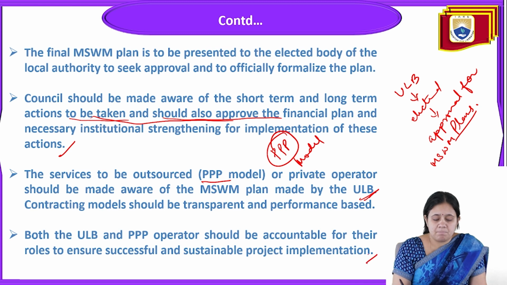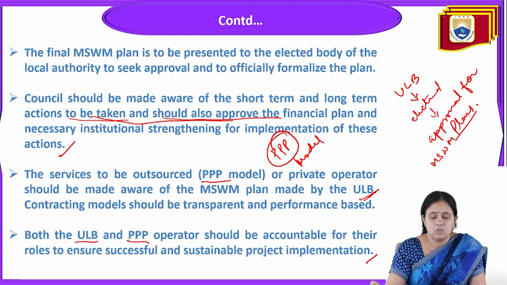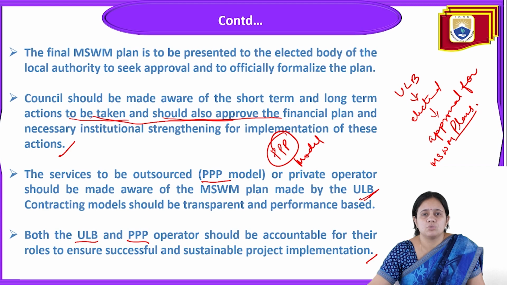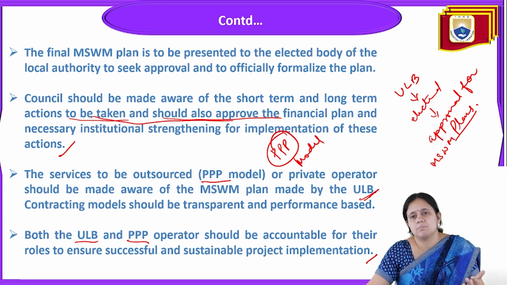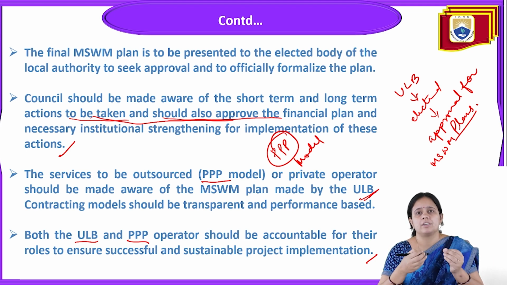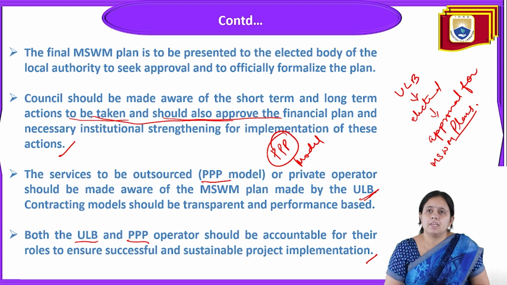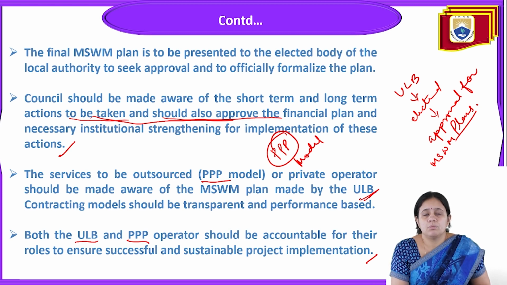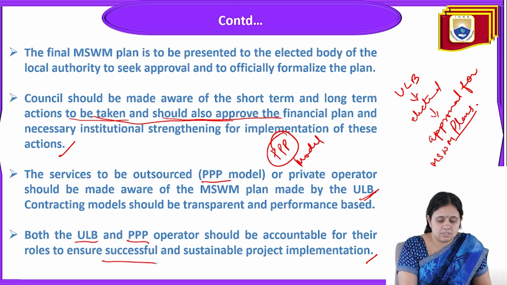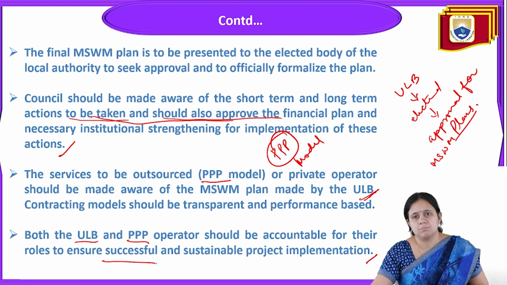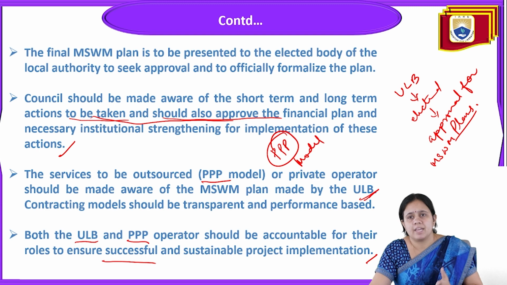Both the ULB and PPP operators should be accountable for their roles to ensure successful and sustainable project implementation. ULB is urban local body and PPP is public private partnership. They should be accountable for their roles to ensure successful and sustainable project implementation, which means the project should be sustainably implemented.